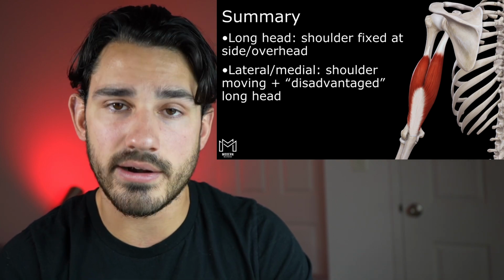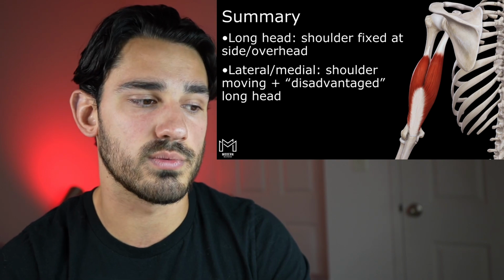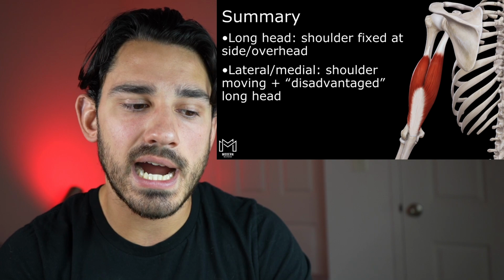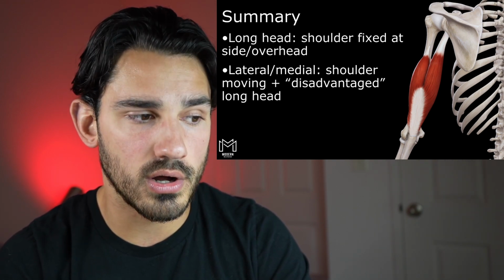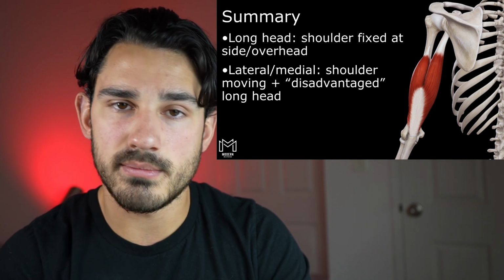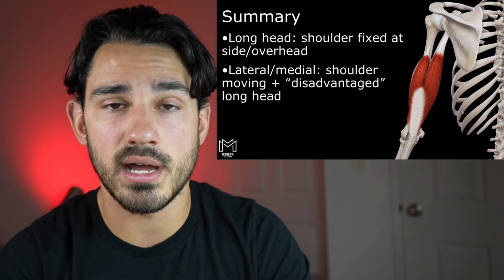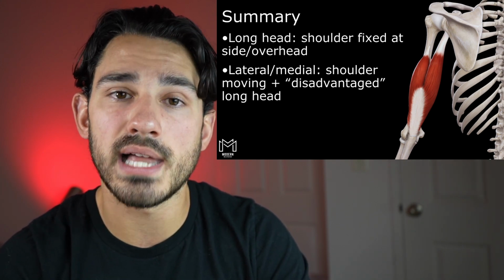And then the lateral and the medial, or the single joint heads, those exercises are going to be motions where the shoulder is moving or where we put the long head at a disadvantage, i.e. in that more internally rotated position. So overall, this is the summary. Again, it doesn't mean that in the long head motions, the other heads aren't active, or in the single joint motions that the long head isn't active. There's always an overlap and there's always a blend.